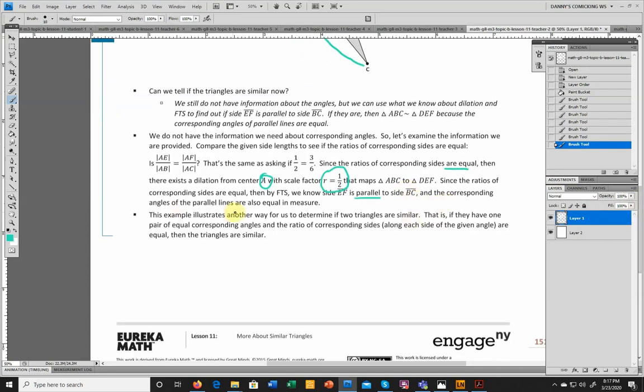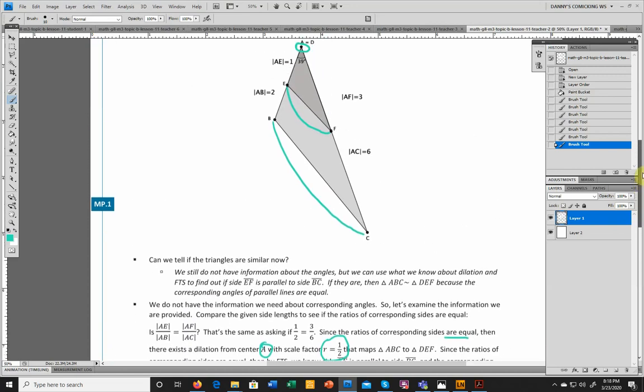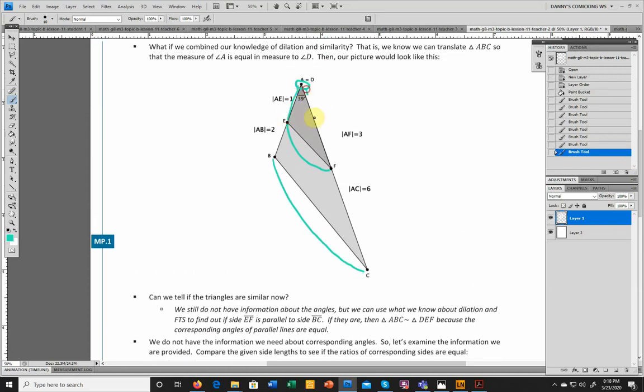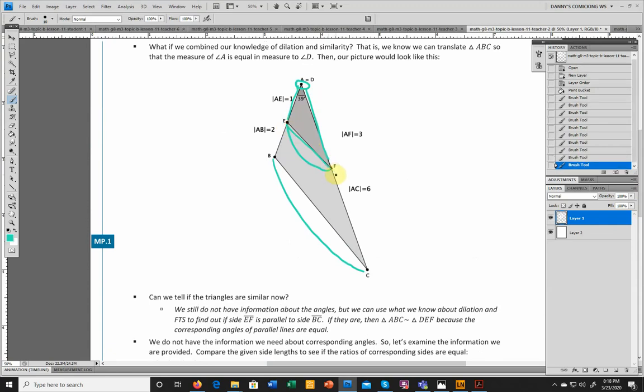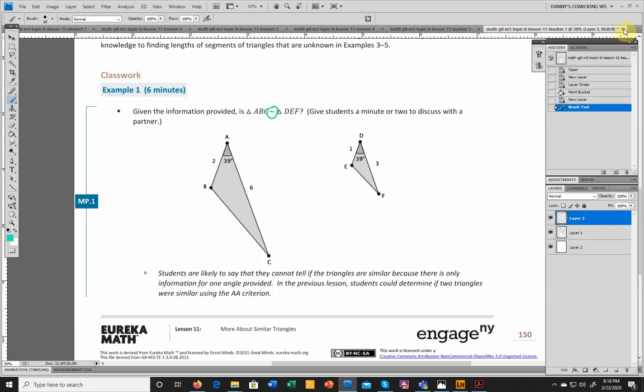And the corresponding angles of parallel lines are also equal in measure. This example illustrates another way for us to determine if two triangles are similar. That is, if they have one pair of equal corresponding angles and the ratio of corresponding sides along each side of the given angle are equal, then the triangles are similar. So if this and this are equal, then this has to be equal, is basically what they're saying. Let's move on. Okay, we're going to ditch that other one here.